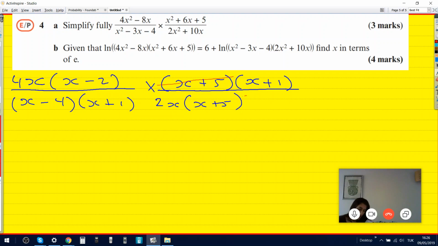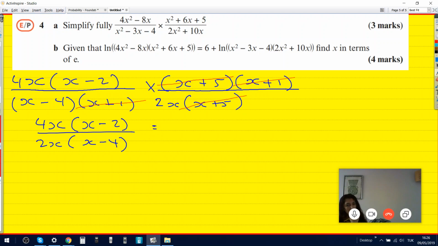Okay. So we have 4x, x minus 2 over 2x, x minus 4. Can we make it even simpler? Yeah, and then 2(x minus 2) over x minus 4.